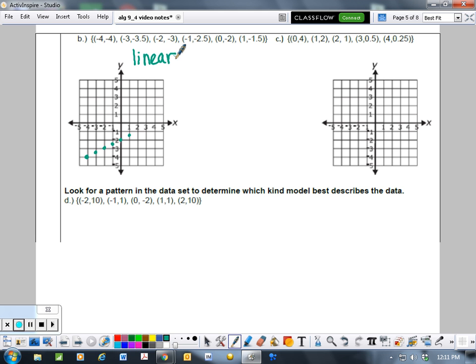So on our next one we have (0, 4), so that took care of that one. (1, 2), (2, 1), (3, 1/2), (4, 1/4). So again, typical exponential. And this one's going down, so I'm going to give bonus points to myself here. It's an exponential decay.